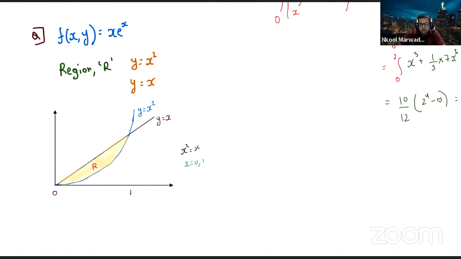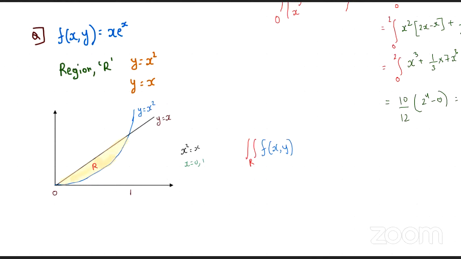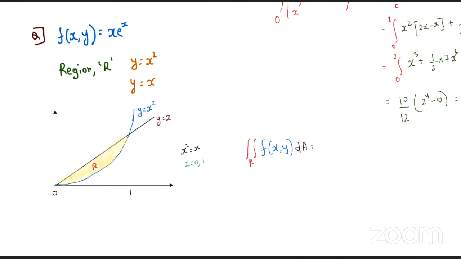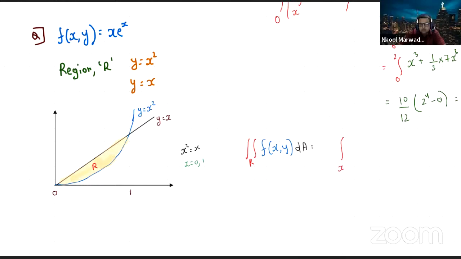Double integral of the function f of x comma y dA. Like the area we have to calculate. Let us calculate the area. It will be, first, let us integrate from x square to x, where f of x comma y is x e to the power of y.